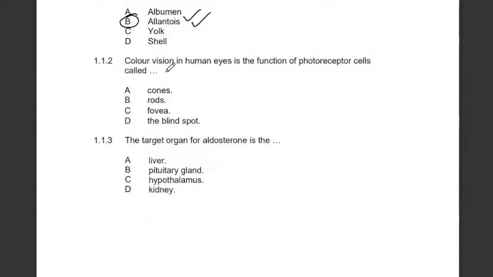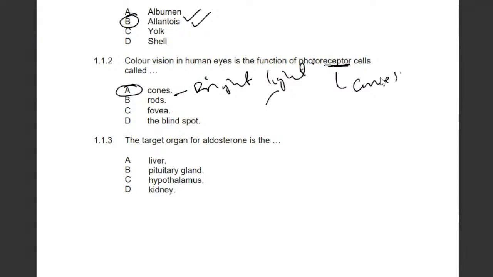They're saying that the color vision in the human eye is a function of photoreceptors. When you talk about photoreceptors, we are looking at the cones. So here we are trying to say this is the answer. Why? Because cones are used in bright light. You understand? Actually, during the day.